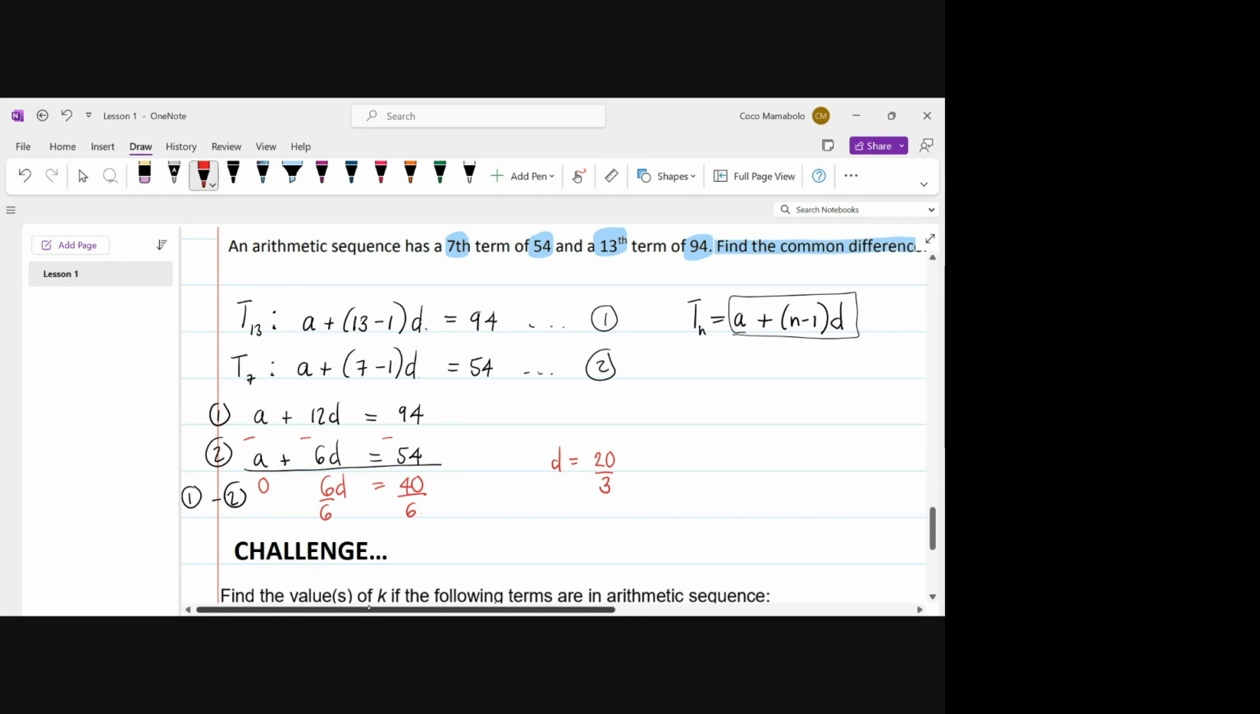How did we do? Did we manage? Did we get 20 over 3? Woo-hoo! Well done. Okay. All right. So there is something else that comes up that's a little bit more complicated than this, but we will deal with that specifically on Wednesday.